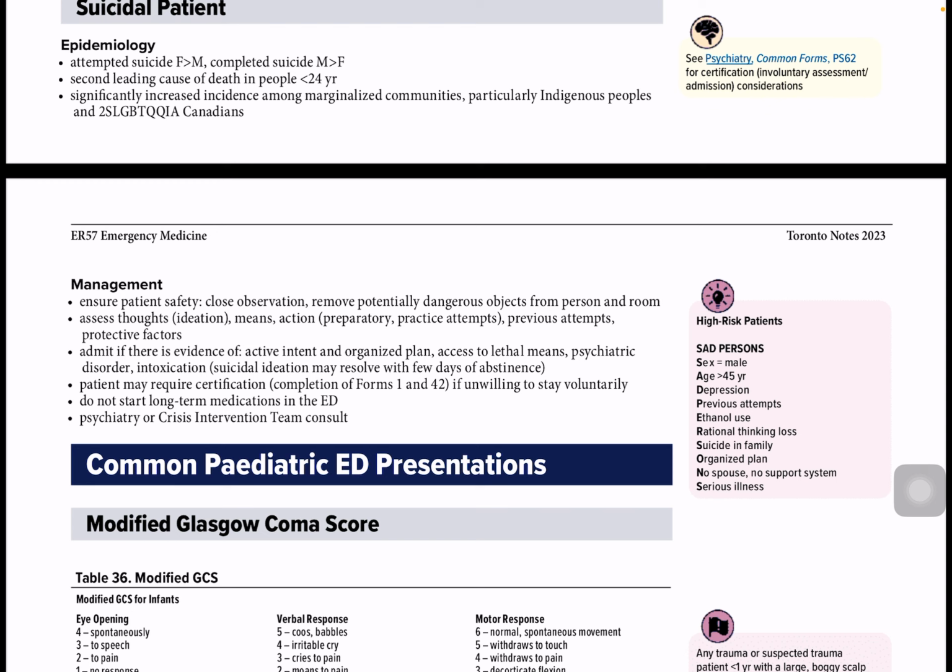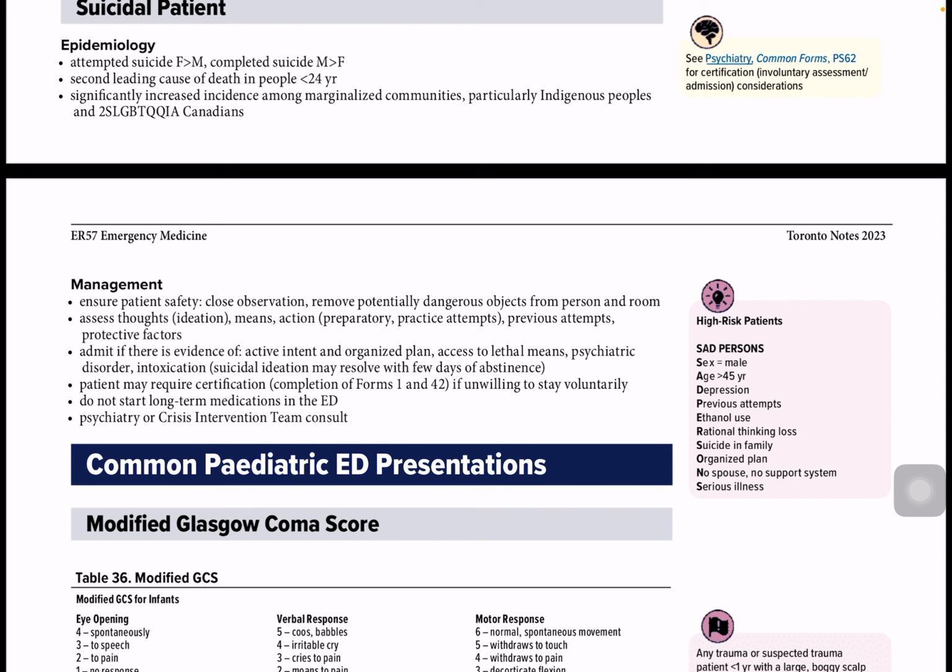So if the patient is in the office and is not willing to get admitted to the hospital, you have to admit the patient involuntarily, and that is Form 1 and 42. Form 1 is to notify the patient that you're going to admit him, and Form 42 is to notify the hospital and the facility that the patient will be admitted and he is having this condition.